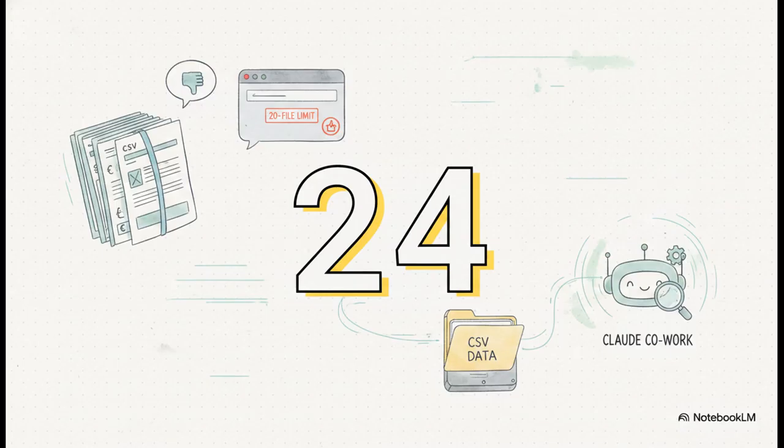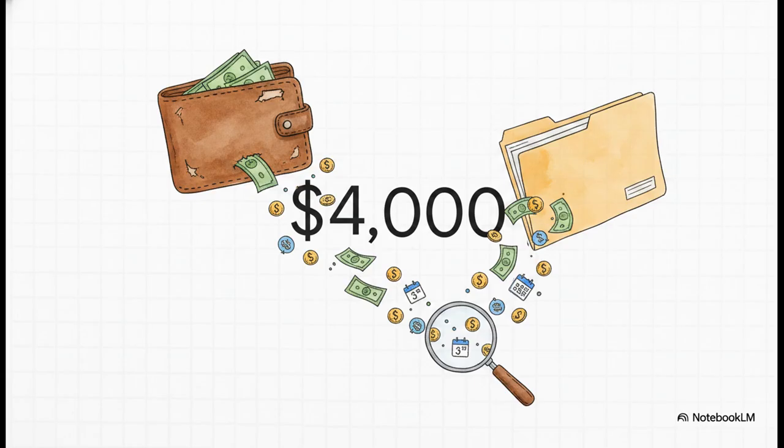Now, 24. That number right there represents 24 months of raw CSV credit card statements. If you try to drag and drop those into your standard web chatbot, you're going to hit a brick wall real fast because they usually cap you at a 20-file limit. But with Claude Co-work running locally, you literally just point the agent to that folder on your hard drive, and it chews through all 24 months of data in seconds. And let me tell you, the insights it surfaces are incredibly tangible.